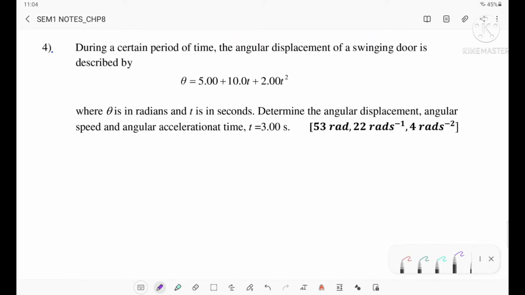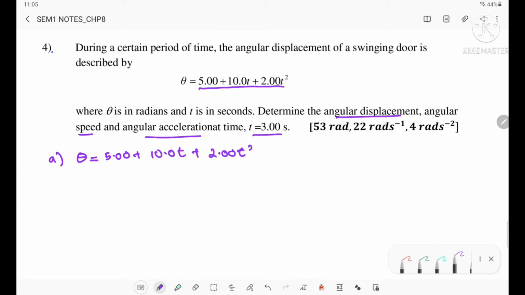Next question we have, during a certain period of time, the angular displacement of a swinging toy is described by theta is equal to 5 plus 10t plus 2t squared. And you need to calculate the angular displacement, angular speed, and angular acceleration at time t is equal to 3 seconds. So the first question, you need to calculate the angular displacement. So angular displacement, theta is equal to, already given from the question, 5 plus 10t plus 2t squared. So you just substitute the value of t is 3 seconds.